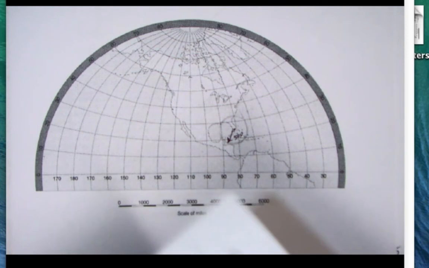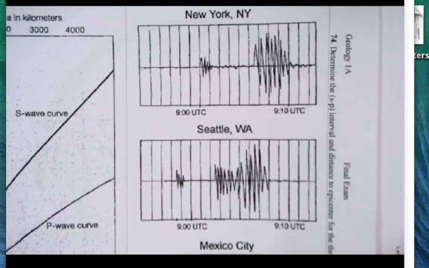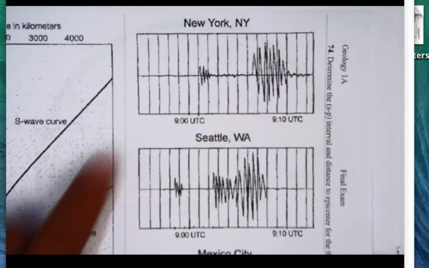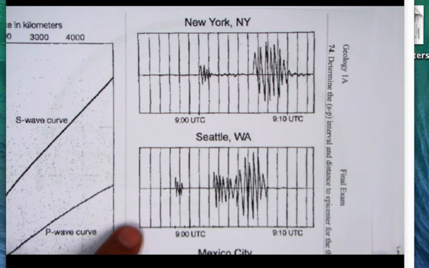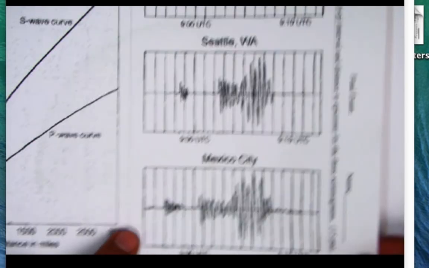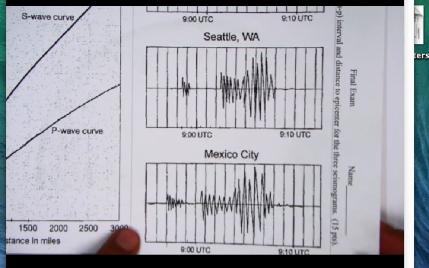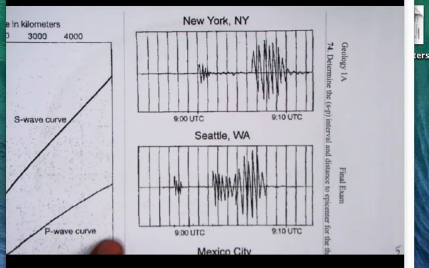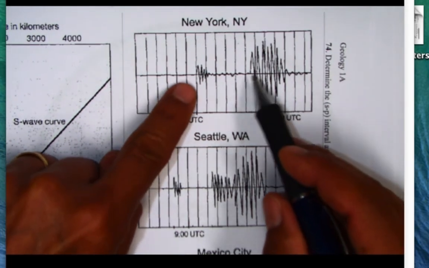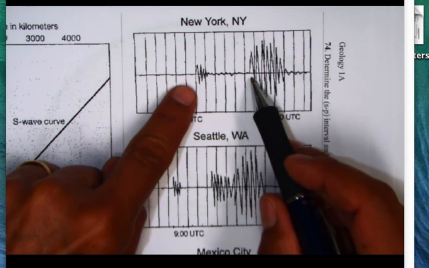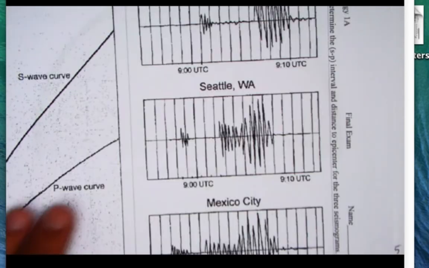So this is actually the problem I'm going to give you. In this case, I have a seismogram from New York, one from Seattle, and one from Mexico City. They're all recording the same earthquake, but note that the S minus P intervals are going to be different, so here for New York, Seattle, and Mexico City.